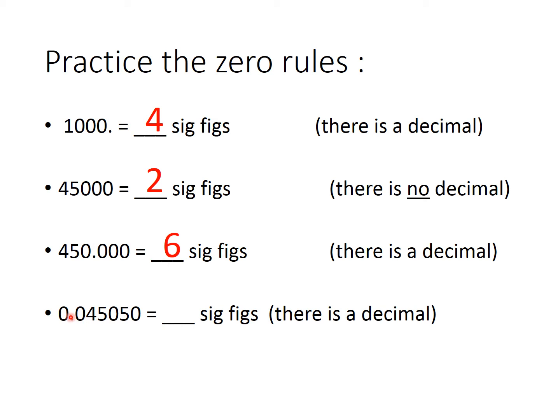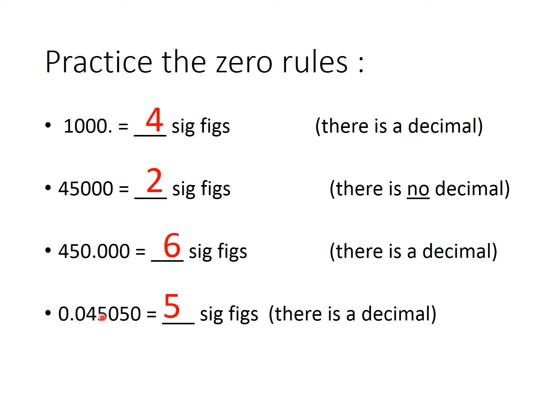The last number has all 3. We've got some leading zeros here, a sandwich zero, and a trailing zero. Leading zeros are never significant, so we don't need to count them. The first one that is significant that we count is the 4. We count the 5. We count the first 0 because it's a sandwich zero. We count the 5. And then the trailing 0 is counted because there is a decimal present. That means we have 5 significant figures.